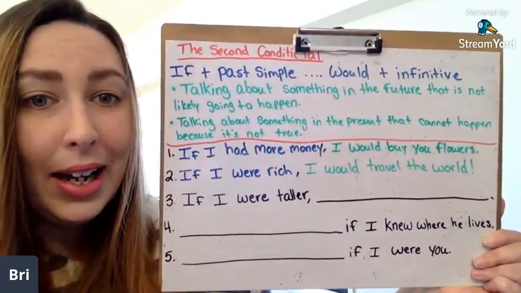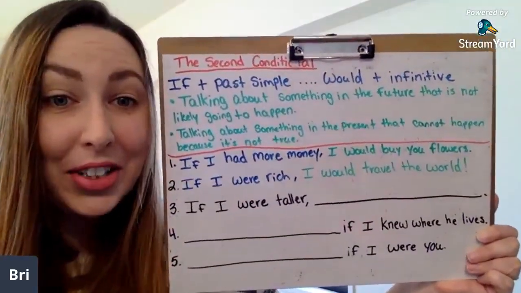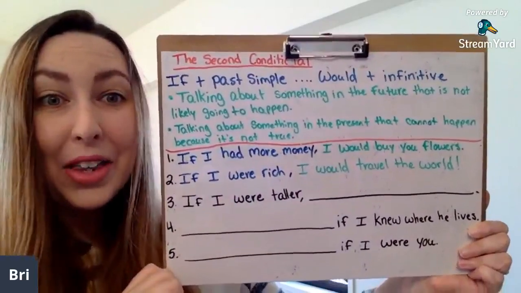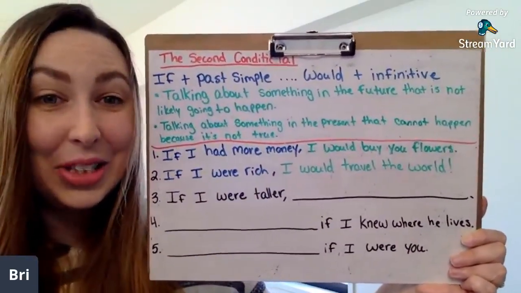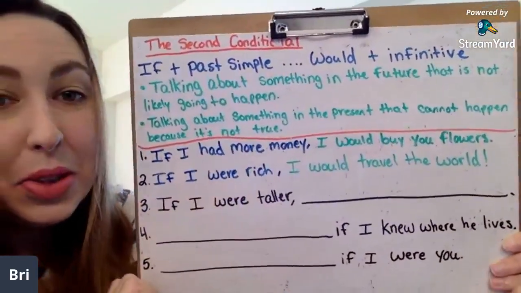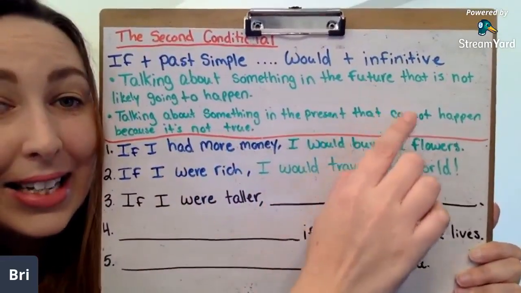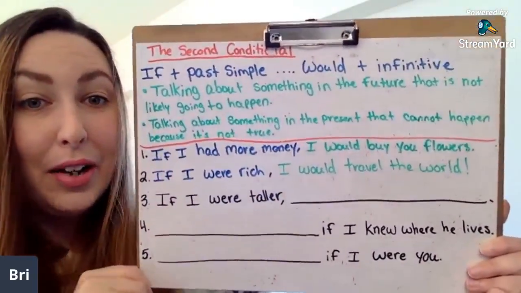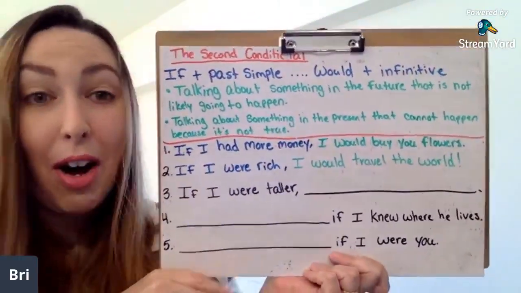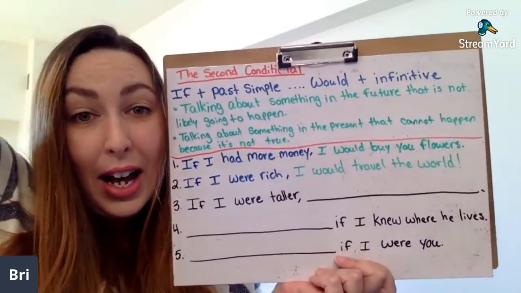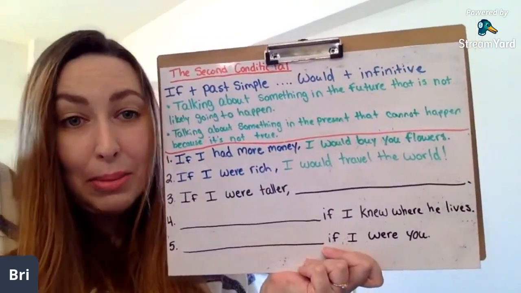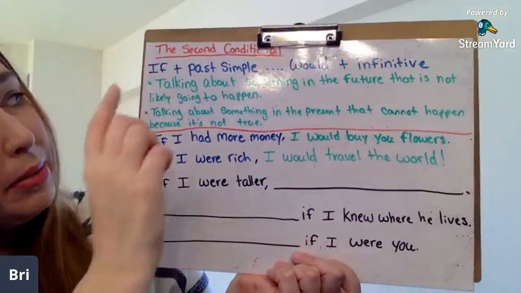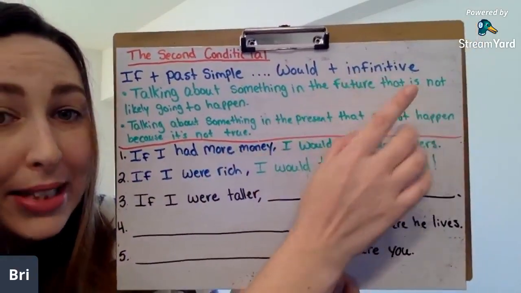So something that is very unlikely to happen in the future. So, for example, you could say, if I won the lottery, if I won, past simple, if I won the lottery, I would buy the moon, for example. So that is not likely to happen in the future. We can also use it to talk about something in the present that cannot happen because it's not true. For example, if I were taller, I would reach the top shelf. But I'm not taller now, right? And it's impossible to become taller. Okay? So remember that we have the if plus past simple and then would plus infinitive.